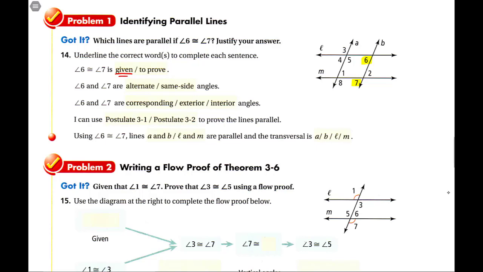Angle 6 and angle 7 are alternate or same side angles. They are same side angles. They're on the same side of this transversal B. Angle 6 and angle 7 are corresponding exterior or interior angles. Well, they can't both be exterior and they can't both be interior, because angle 6 is interior and angle 7 is exterior. So these are corresponding angles. And then we can use postulate 3.1 or 3.2 to prove that the lines are parallel.